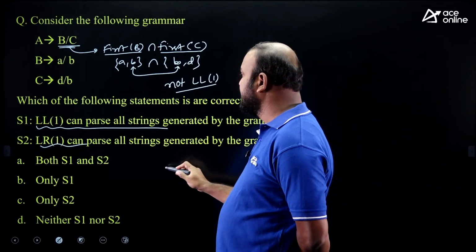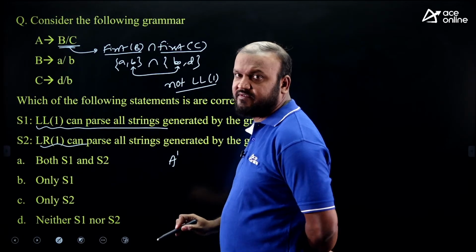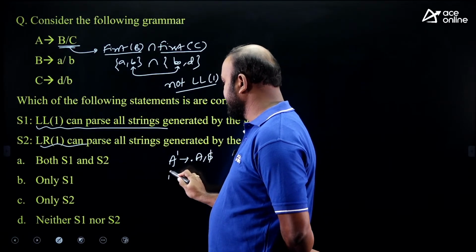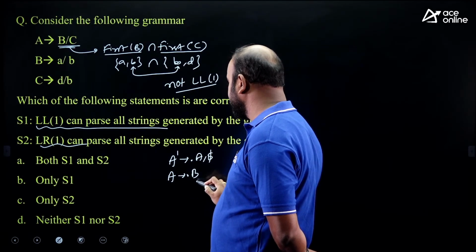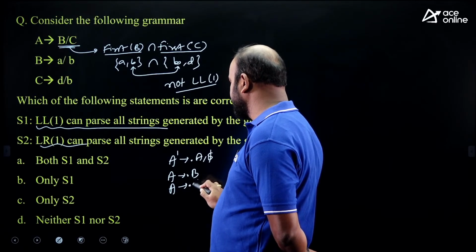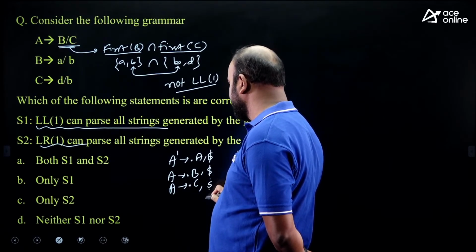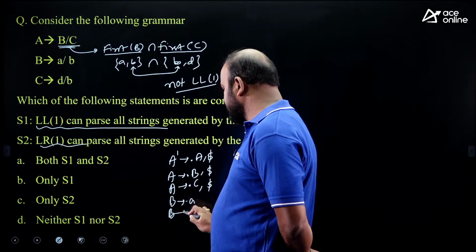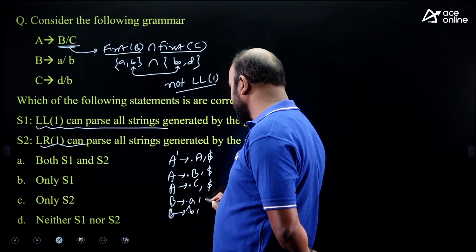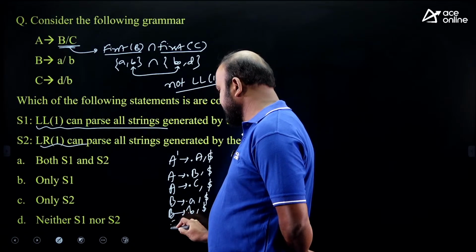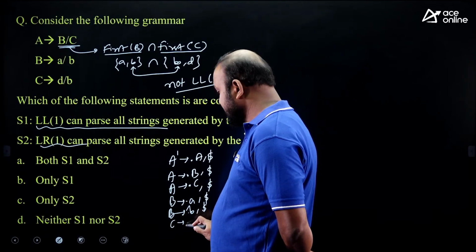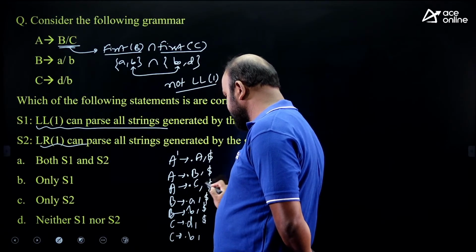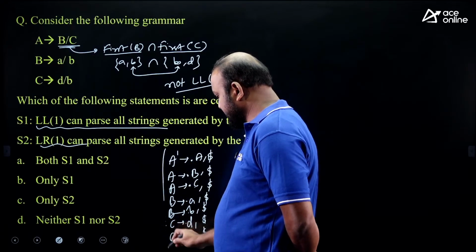How to check for LR(1)? Construct LR(1) items. A' tends to dot A comma dollar, and dot A means A productions: A tends to dot capital B, A tends to dot capital C. For both of them, lookahead is going to be dollar. Dot B means B productions: B tends to dot A, B tends to dot B, and for both of them, lookahead is dollar. Dot C means C productions: dot D, and C tends to dot B, and for both of them what C follows, dollar. So this is a lookahead possible.